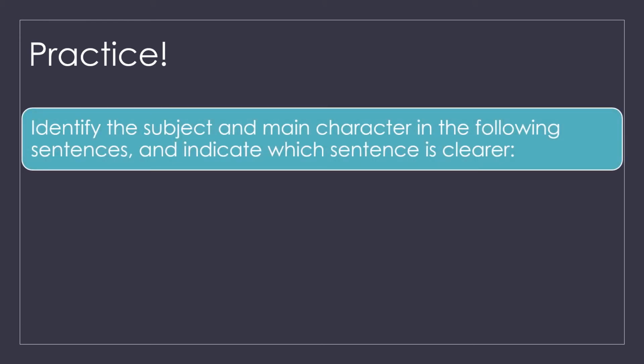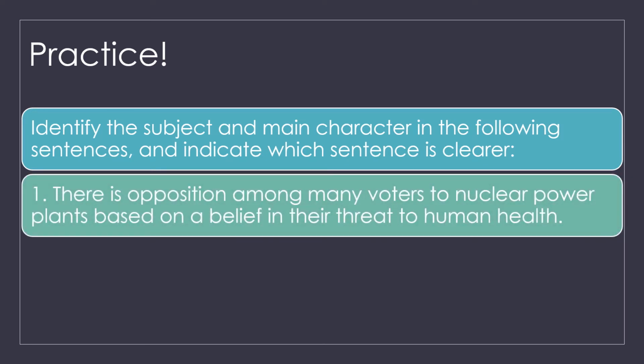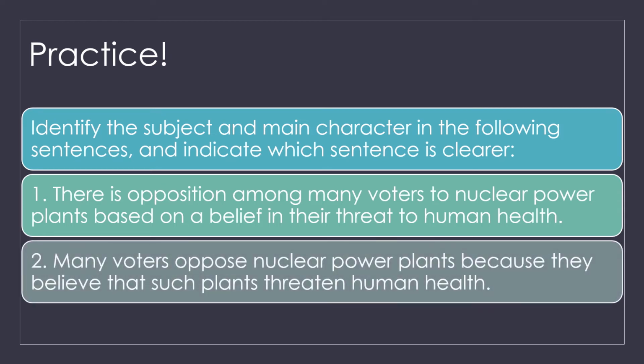So, now that we've been introduced to the first principle, let's practice applying it. Identify the subject and main character in the following sentences and indicate which sentence is clearer. Number 1. There is opposition among many voters to nuclear power plants based on a belief in their threat to human health. Or number 2. Many voters oppose nuclear power plants because they believe that such plants threaten human health. So, which one of these is clearer? Pause the video and write down the number in your notes and identify which is the subject and which is the main character. They should be one and the same if the sentence is clear. I will reveal the answer in a few slides.